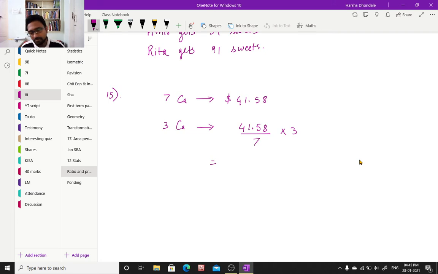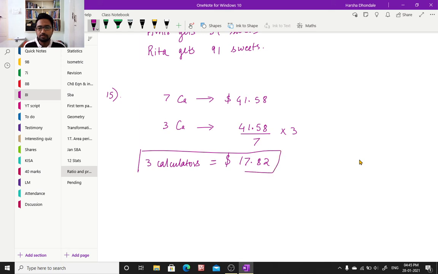and then solve this. 41.58 divided by 7 equals 5.94. That into 3 gives you 17.82. Three calculators are costing you $17.82. This is one part of the equation. 15a is solved. Next, 15b.